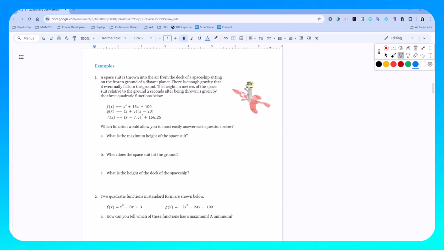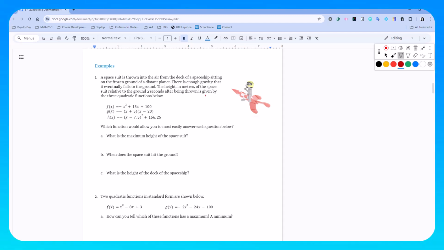So let's look at example 1. A spacesuit is thrown into the air from the deck of a spaceship sitting on the frozen ground of a distant planet. There is enough gravity that it eventually falls to the ground, and the height in meters of the spacesuit relative to the ground x seconds after being thrown is given by three quadratic functions below. So these three functions represent the path of the trajectory.